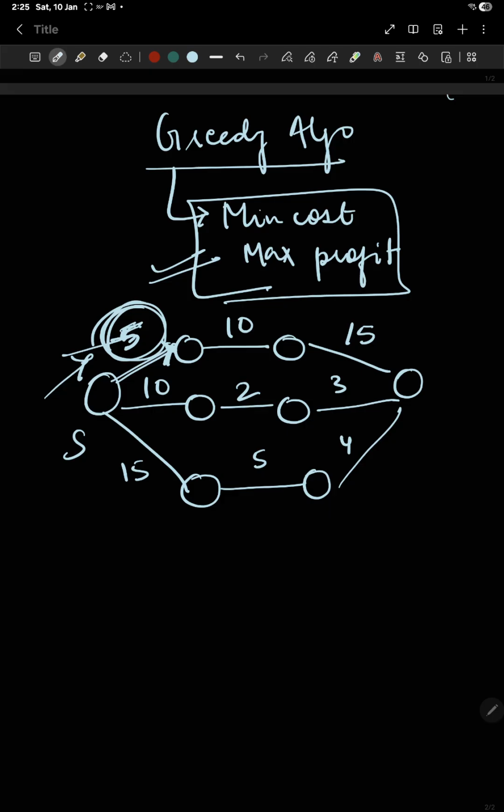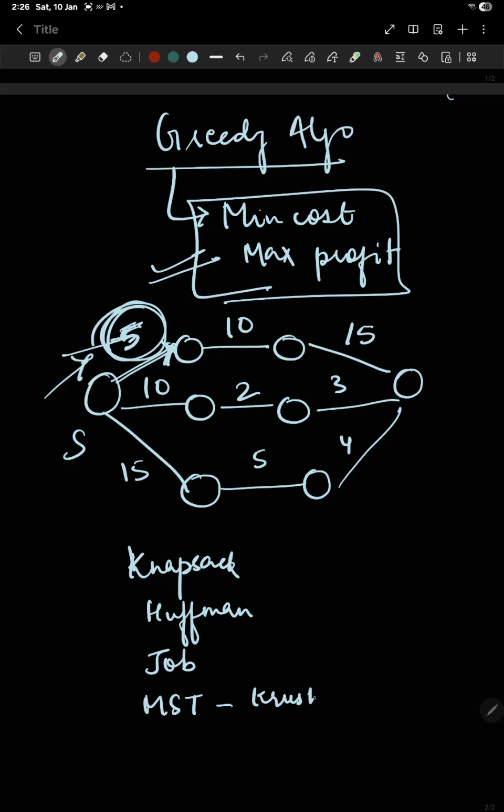Now, what are its applications? Applications are like Knapsack, Huffman coding, job sequencing, and MST, minimum spanning tree, which includes Kruskal and Prim's. Okay, what else? Optimal merge pattern and Dijkstra's algorithm.